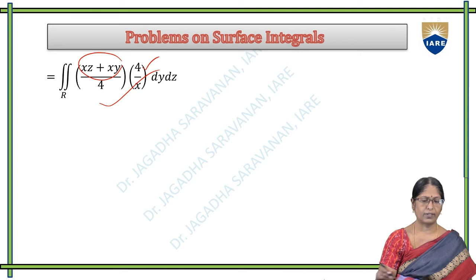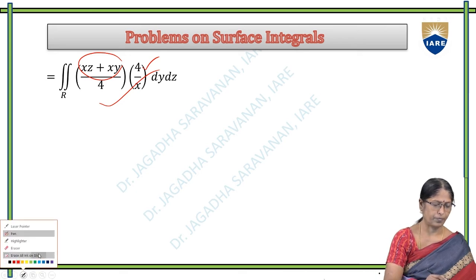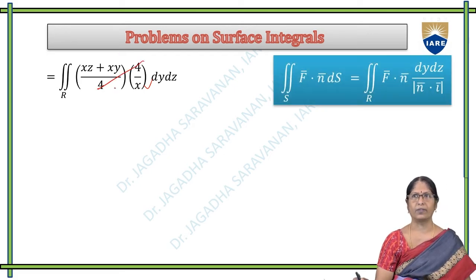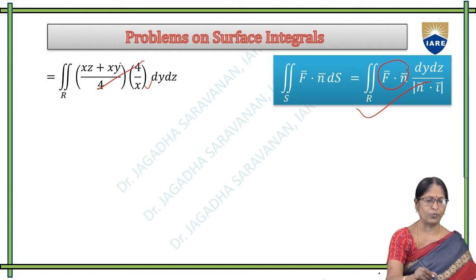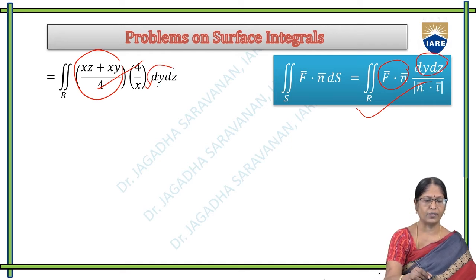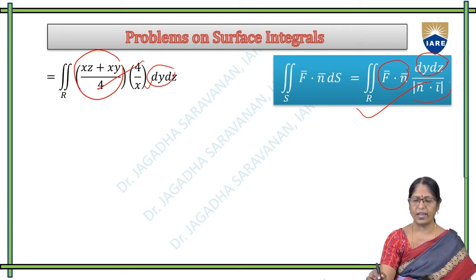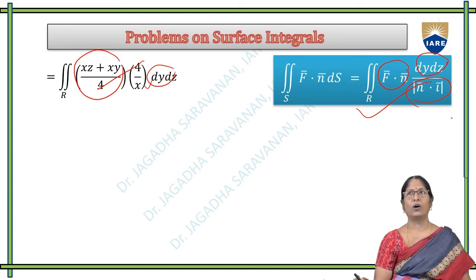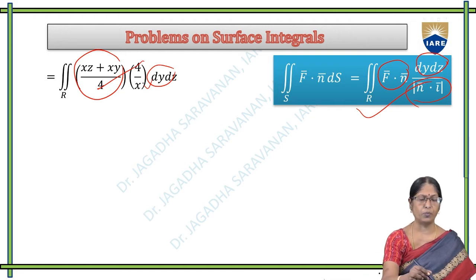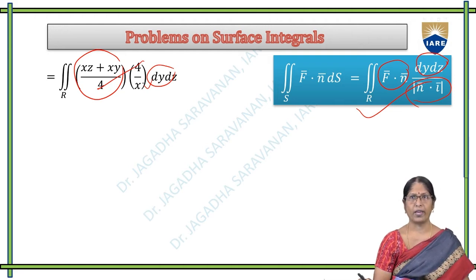So this x and that x both cancel, and the 4 is also cancelled. So we can see it. This place we substituted here, which is written as it is. This n dot i we obtained as x by 4. Since it is in the denominator, we brought it up as 4 by x.